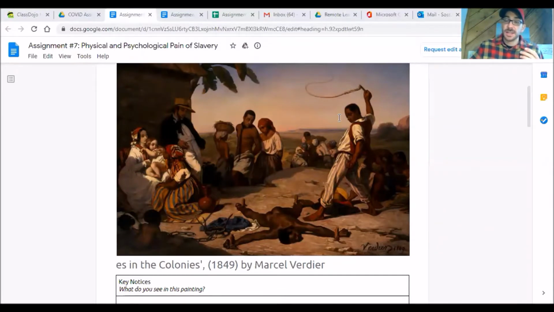And the history of the painting is that the artist intended to paint this not as a way to glorify slavery, but as a way to show the horrors of slavery, as a form of what we'll talk about later in assignment 8, as a form of abolition and resistance against slavery.